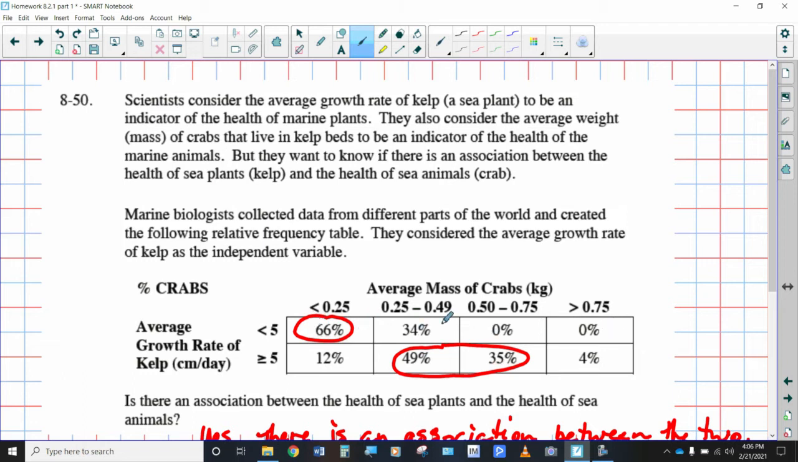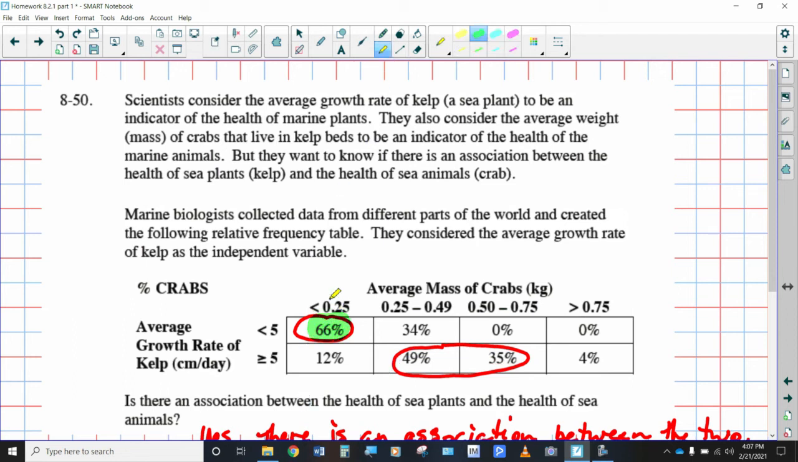sea life? No, this is less. The average rate is less than 5 centimeters per day. What do we notice about the average weight of the sea life? And when the kelp is greater than or equal to 5 centimeters per day, what do we notice about the growth of the sea crabs? Well, I think this is pretty clear.